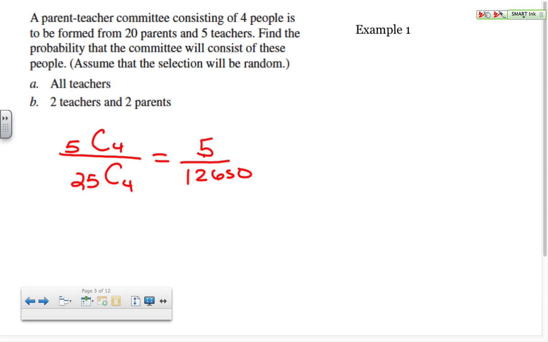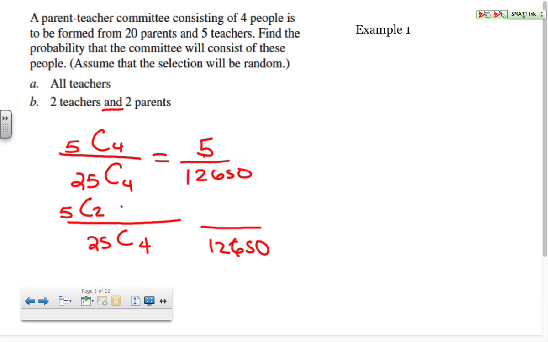Now what's the probability that my group will have 2 teachers and 2 parents? So again, on the bottom, I'm still choosing from 25 people. My total number of possibilities has not changed, but my top now is different. So 2 teachers and 2 parents, and remember now we're dealing with the word and, we're dealing with probability, so this is going to be a multiplication. We're going to multiply these 2 possibilities together. So 2 teachers is 5C2, and the 2 parents is 20C2, because I'm choosing 2 parents from the 20 that I have total.